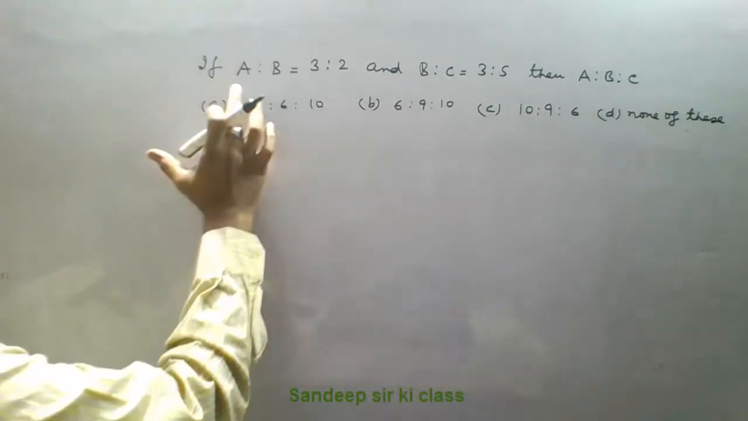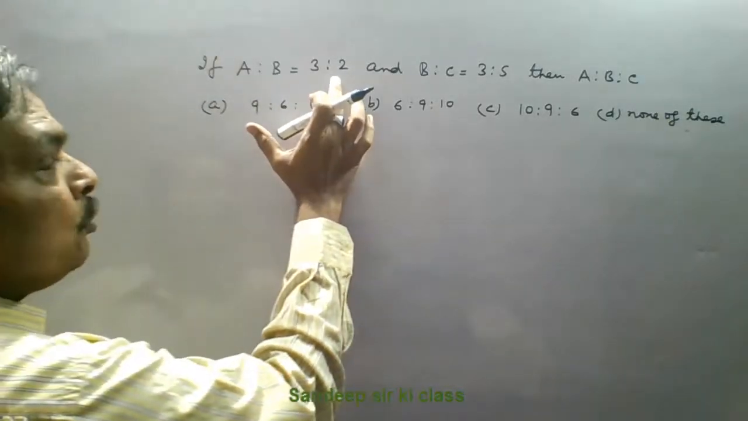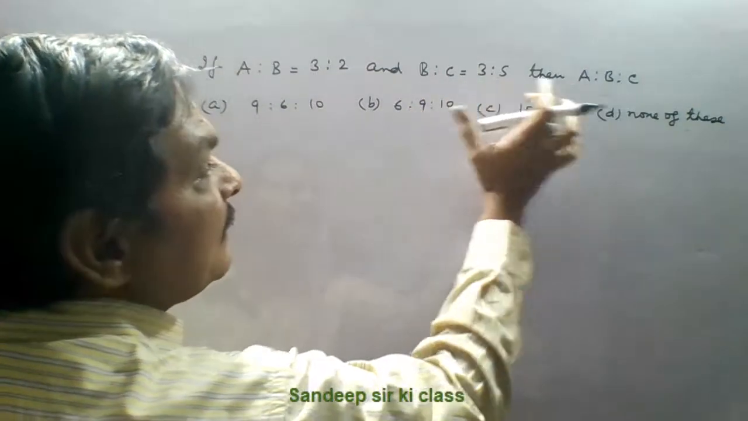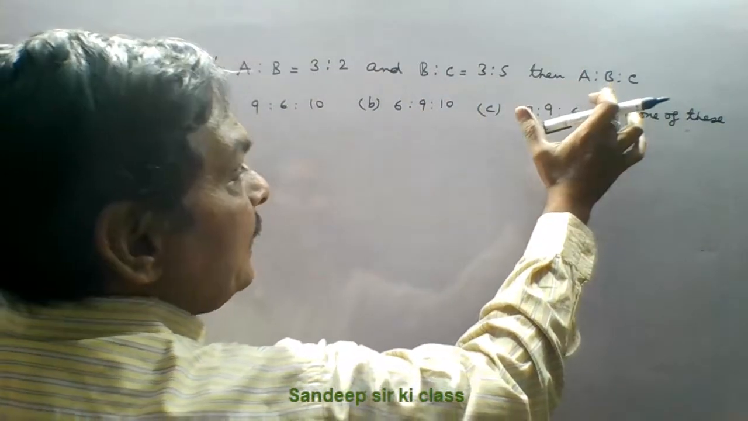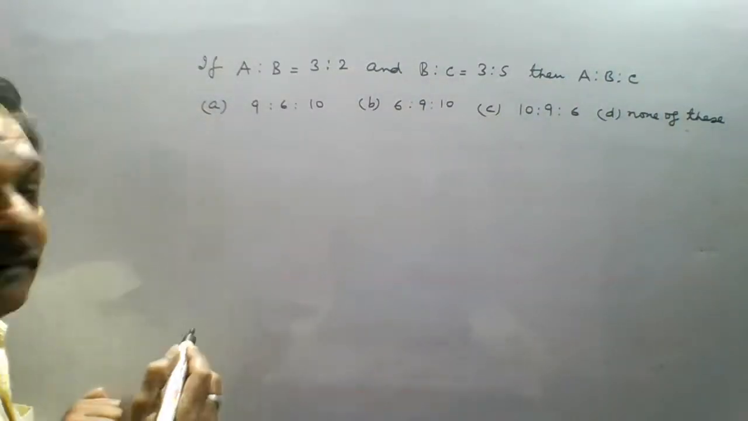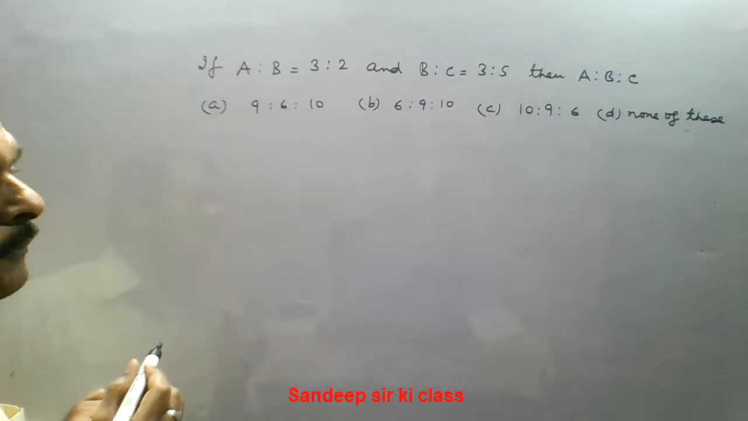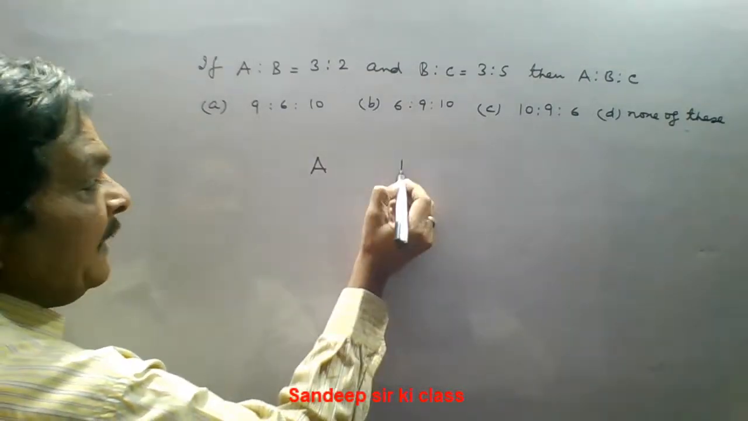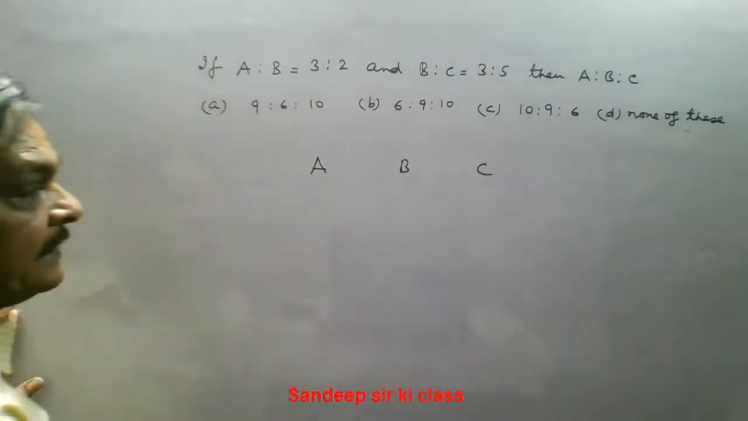The question is, if A is to B is equal to 3 is to 2 and B is to C is equal to 3 is to 5, then what is the ratio A : B : C? And these are the options given to us. Now, one way of doing such questions is to write A, B, C like this.